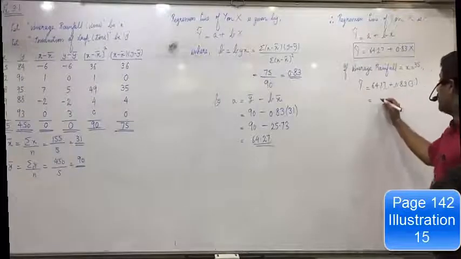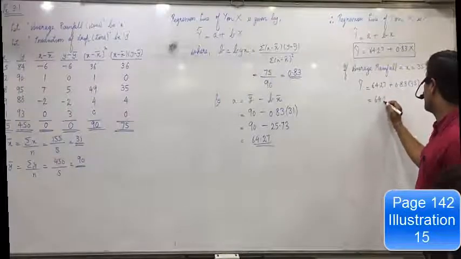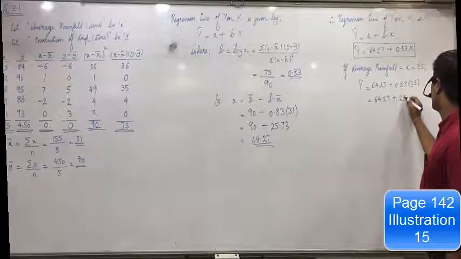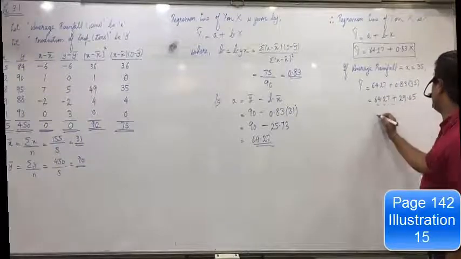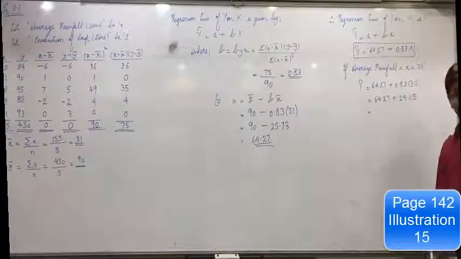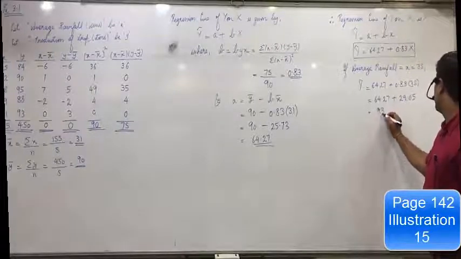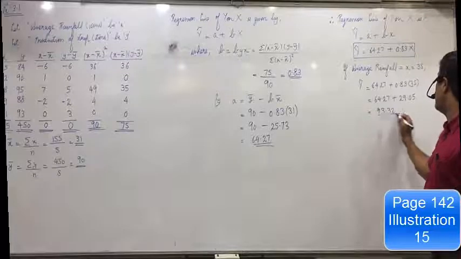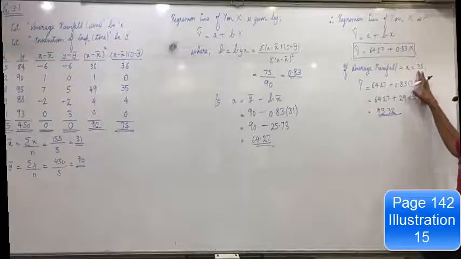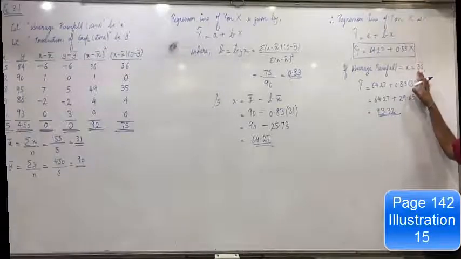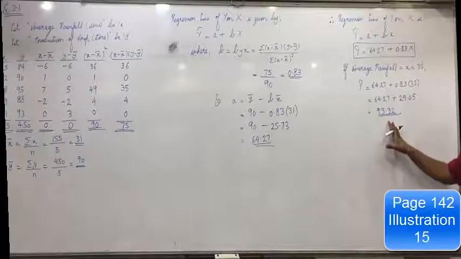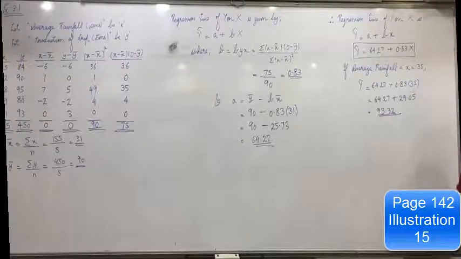Then further, 64.27 plus 29.05. Yes, 0.83 into 35 is 29.05. And if we add that, then it's 93.32. Means if rainfall is 35 centimeters, then production of crop will be 93.32 tons. Are you all clear with this?